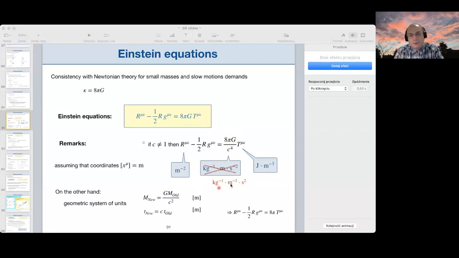The version of the slides which I uploaded to the web page is already corrected, but just for the sake of your understanding, let me mention that there was a mistake over here. A rather simple one, I just calculated the dimension in the wrong way.